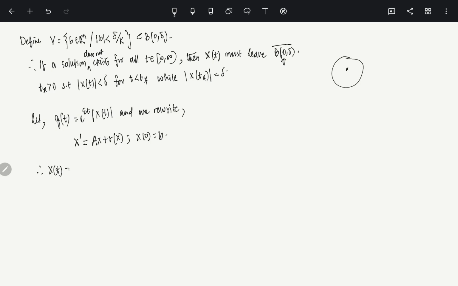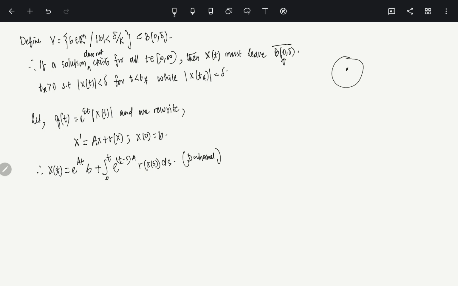So therefore, what is x of t? It is e power At times x naught, which is b, plus the integral from 0 to t of e power A(t minus s) r of x of s ds. Is it okay? That's what x of t is, right? By Duhamel, if you remember Duhamel's principle. Why? Because in this case, the fundamental solution is e power At, right?